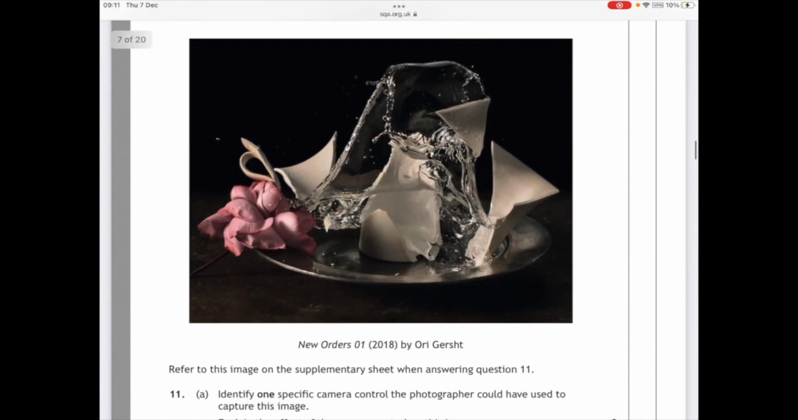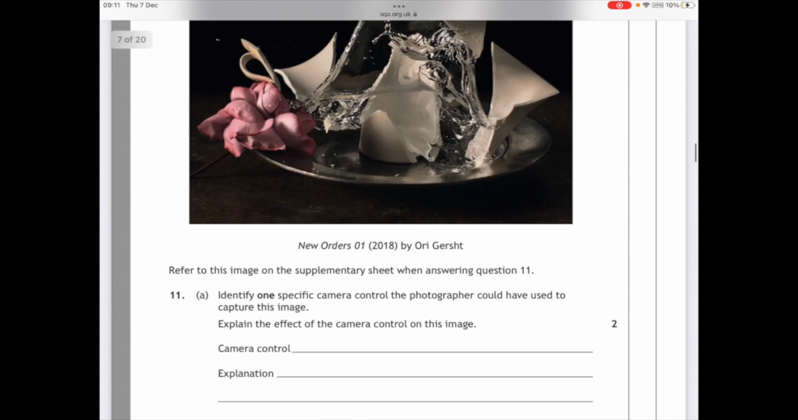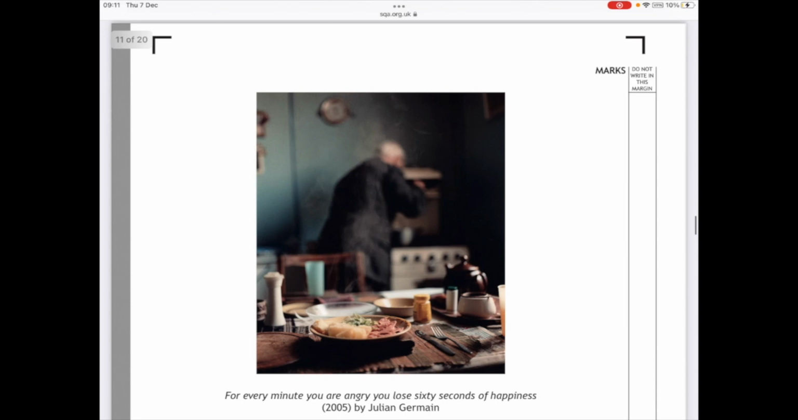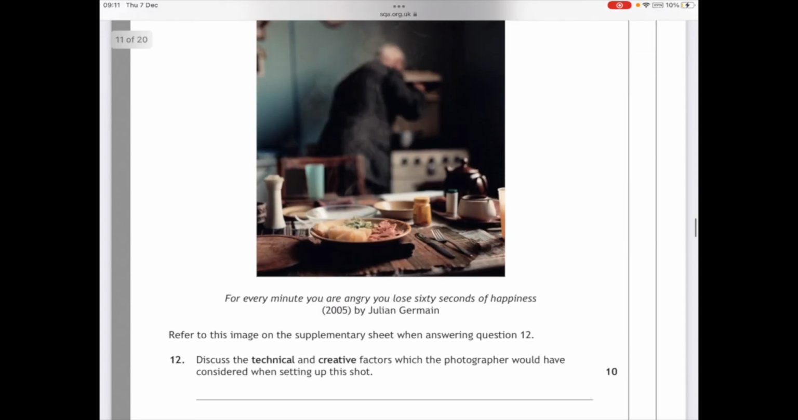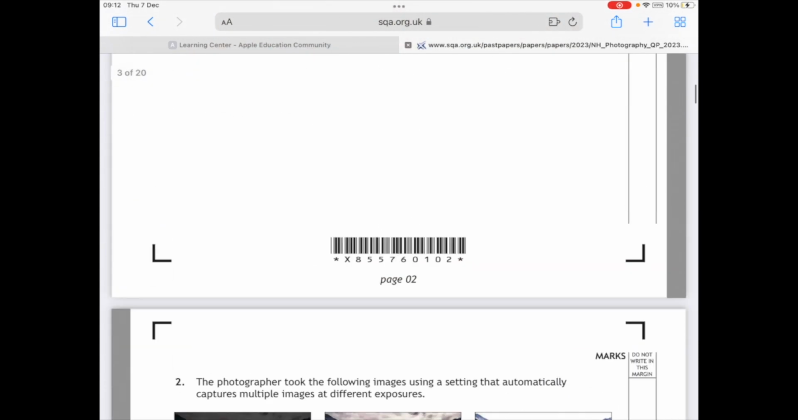Then question 11 is normally broken up into A, B, C and D. Question 12 is an open question worth 10 marks, where you have to write about technical and creative factors within an image. The image here is quite small, but you will be given a supplementary sheet with larger images, which is very helpful. But I will go through this paper.